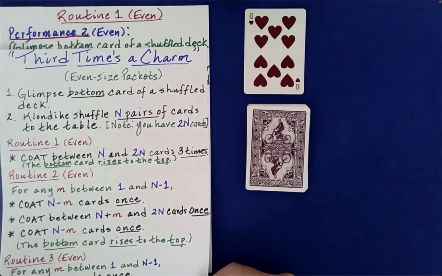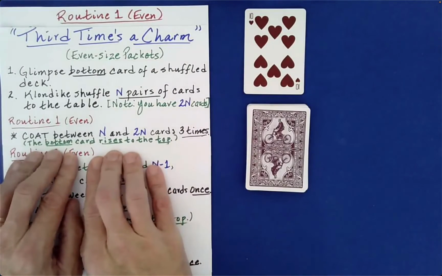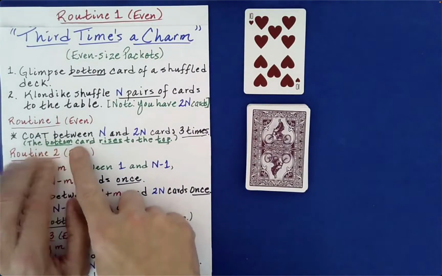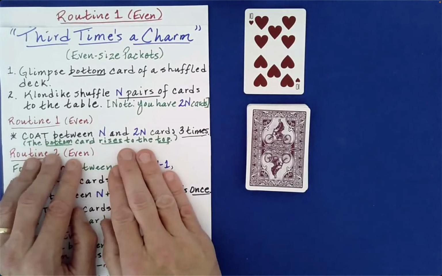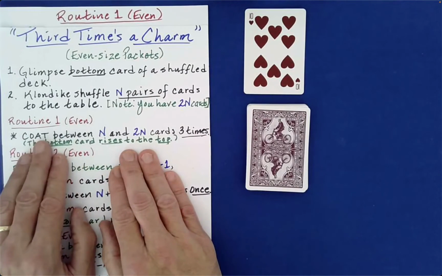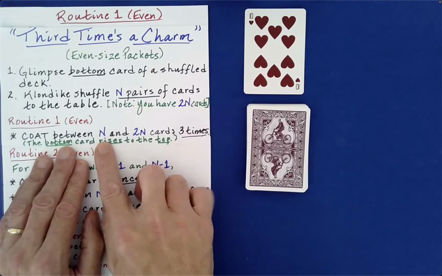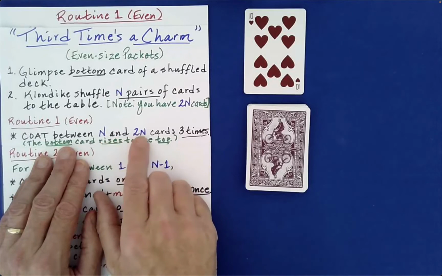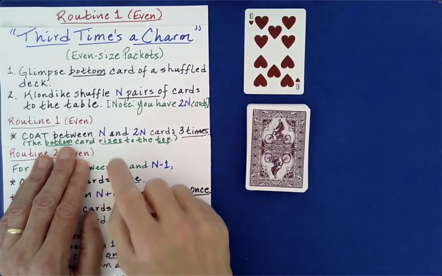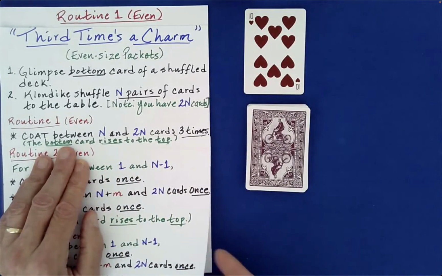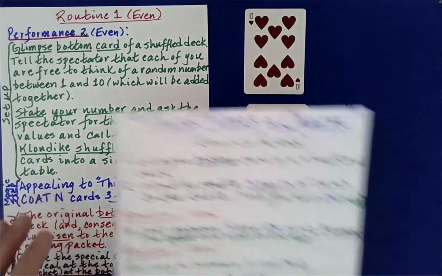Now, I want to point out something very important from our original sheet here. So just focus on routine 1, which is what we're looking at. Within this statement, it says, quote, count out and transfer between n, in our case that'd be 12, and 2n, or 24, cards 3 times. Now, in this routine, we counted out exactly 12 cards 3 times.